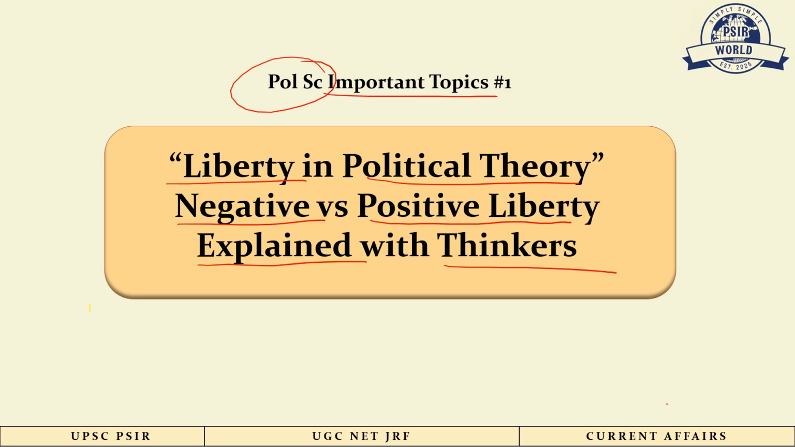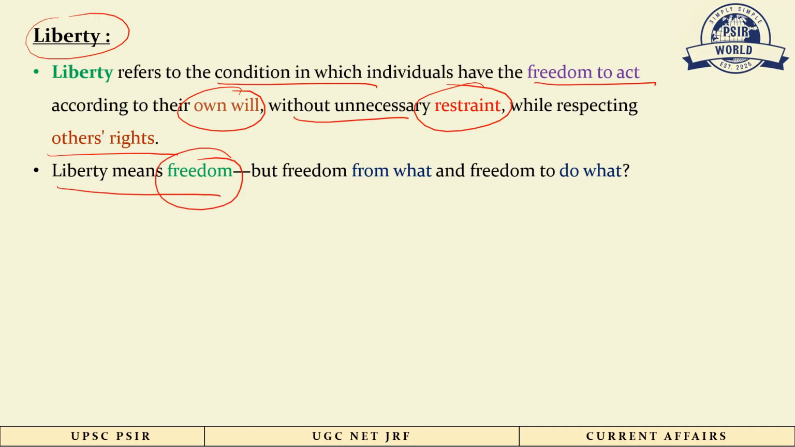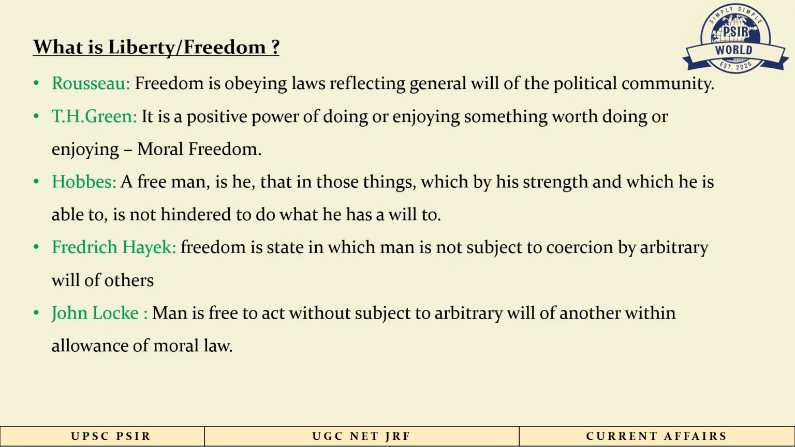So let's get started. In simple terms, liberty refers to the condition in which individuals have the freedom to act according to their own will without any unnecessary restraint while respecting others' rights. So simply we can say liberty means freedom, and these two words are used interchangeably. Liberty or freedom are the same, but the question is freedom from what and freedom to do what. So how have various thinkers defined liberty, and what is liberty or freedom according to them?